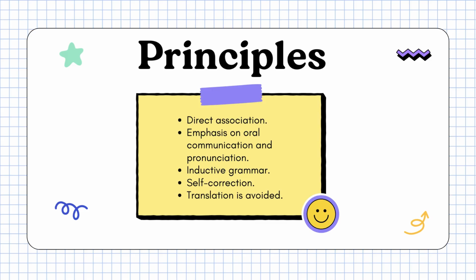Then we have principles. One of them is direct association, with emphasis on oral communication and pronunciation. We have inductive grammar, which means a way of teaching grammar where students discover the rules by themselves. Instead of the teacher explaining the rule first, students look at the examples and find the pattern on their own. Then we have self-correction, and translation is totally avoided.